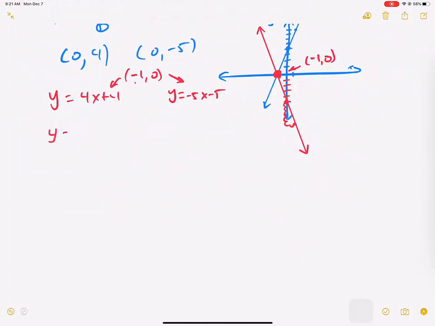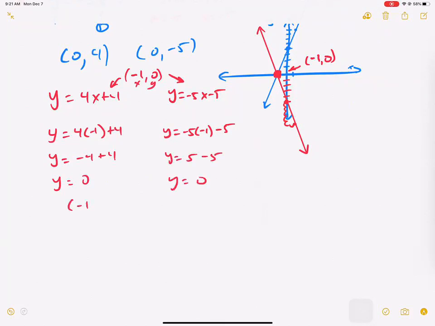y equals, I'm sorry, 4 times negative 1 plus 4. Is this going to be the same as y equals negative 5 times negative 1 minus 5? Let's see if they will have the same x and y value. So y is equal to negative 4 plus 4, which is 0. On the right side, y is equal to 5 minus 5, which is 0. So if x was negative 1, my y value would be 0 on both sides. Hey look, they have the same common point, which is on my graph.